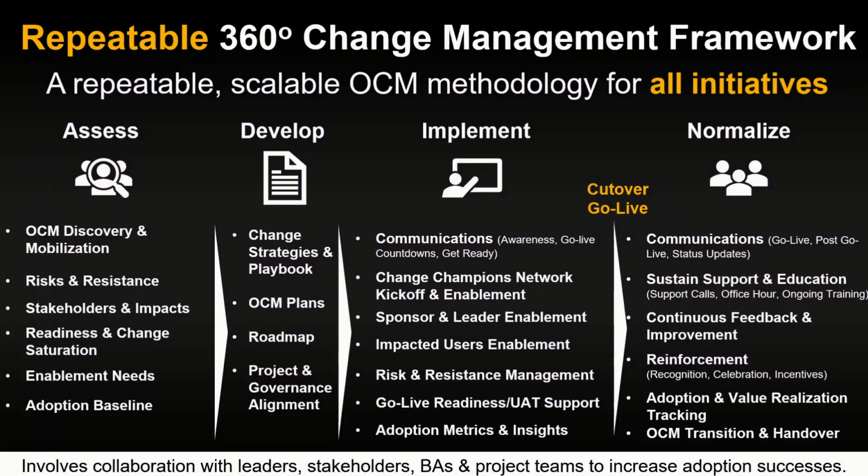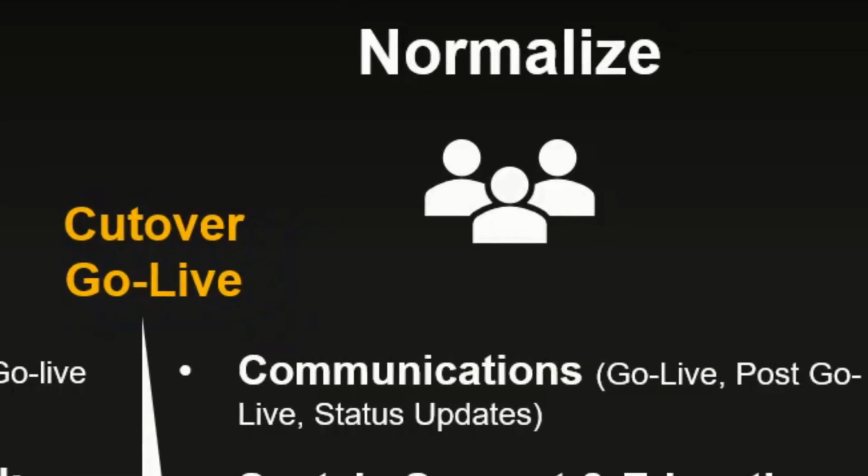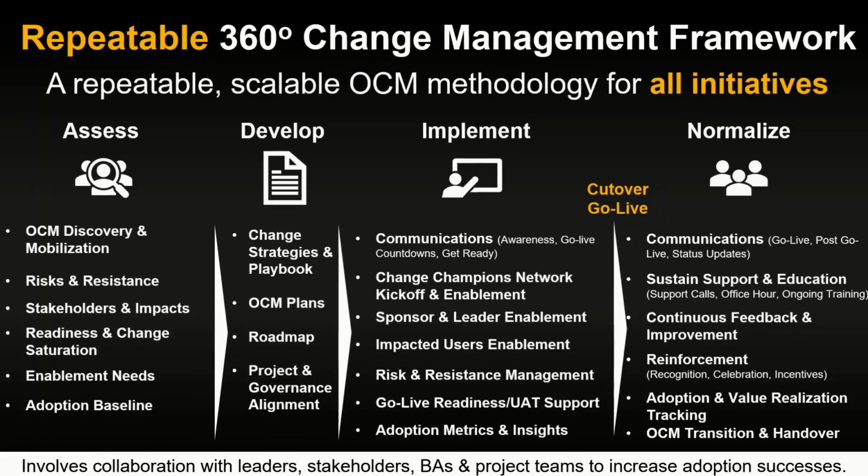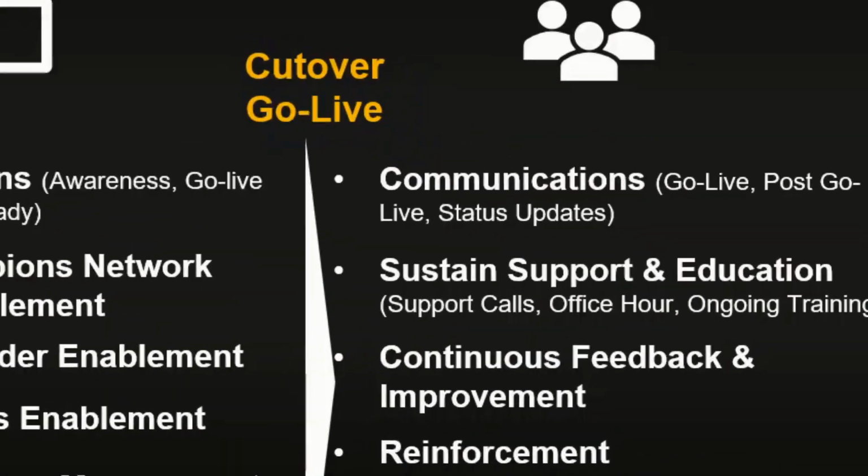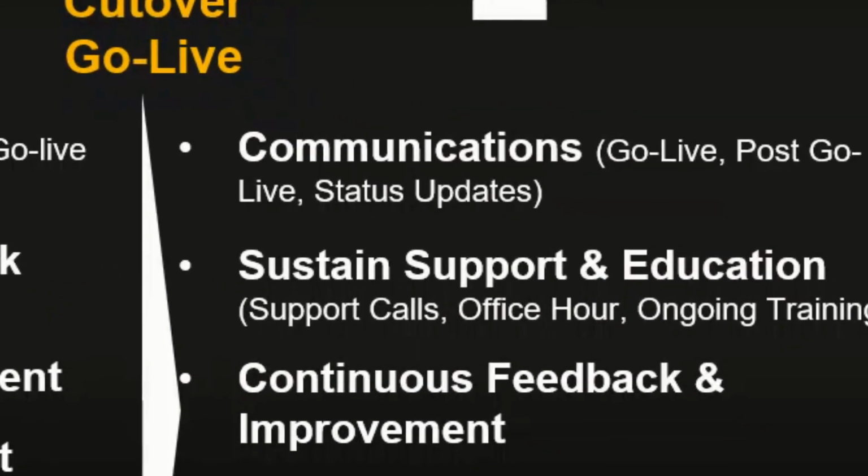So, for our change management fundamental training, the final phase of an effective change management approach is the normalize phase. During the normalize phase, you want to send out go live communications as well as post go live and status update communications to keep impacted users engaged. You also want to provide users with continuous access to help and learning resources. We also recommend that you conduct support calls and office hours to address immediate needs.